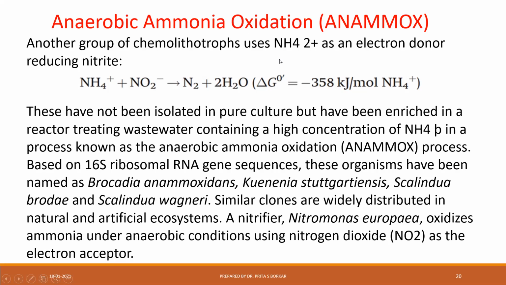Yes. So in anaerobic ammonia oxidation, here the ammonia is used by the chemolithotrophs as an electron donor, and they reduce the nitrite. So they are reducing the nitrite.